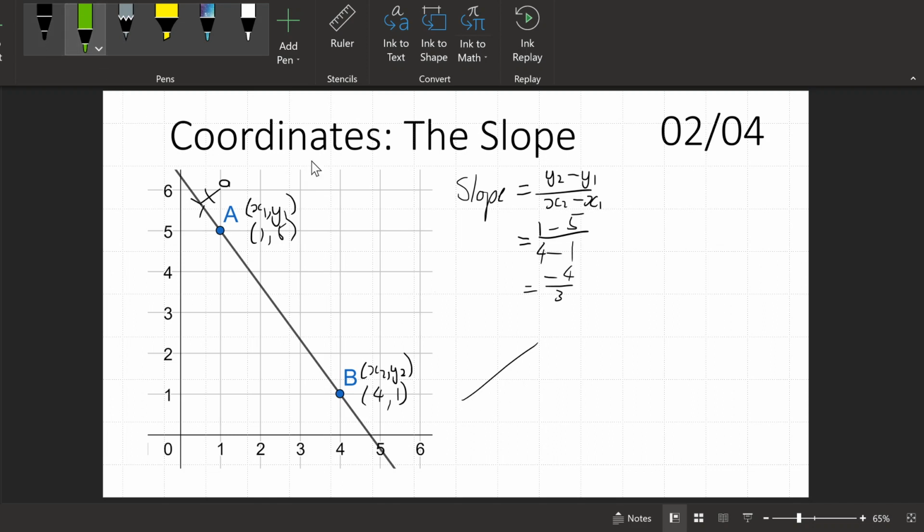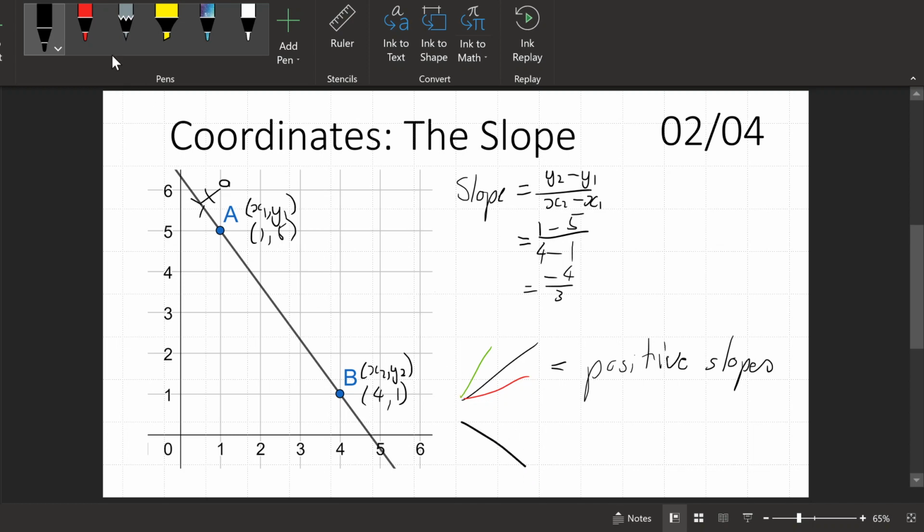If I did, let's do 3 slopes like this, okay? You'll notice all of these are positive slopes. And if the slope going from left to right is going down, like we can see here, those are all negative slopes. So if you just look at it, you just need to remember: if the slope is going down from left to right, it's negative. If it's going up, it's positive.